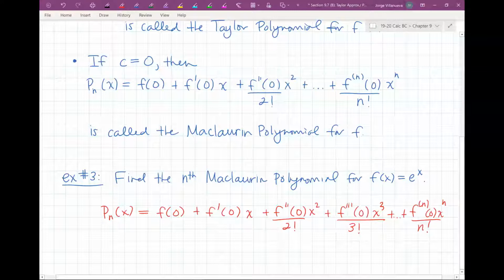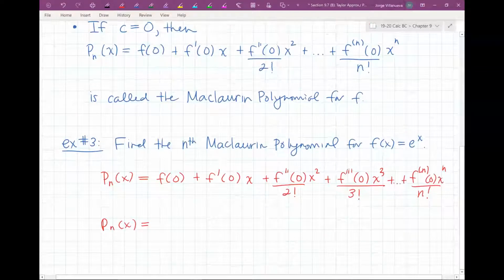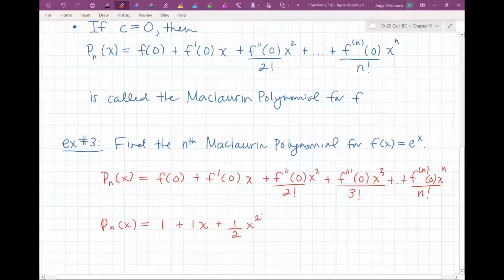And now all I have to do is follow the instructions that they tell me. Because all the x's, they're already set. I just got to figure out the coefficient. So, p sub n of x. What's f of 0? That's a 1, right? So 1 plus, what's f prime of 0? 1. Also 1, so it'd be 1x. What's f double prime of 0? 1 over 2 factorial, so that'd be half x squared.